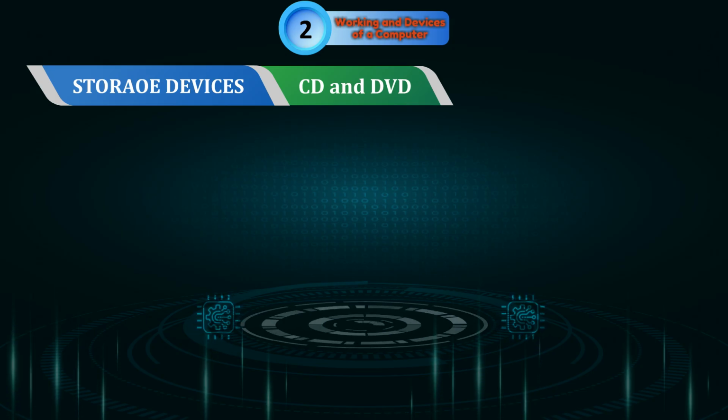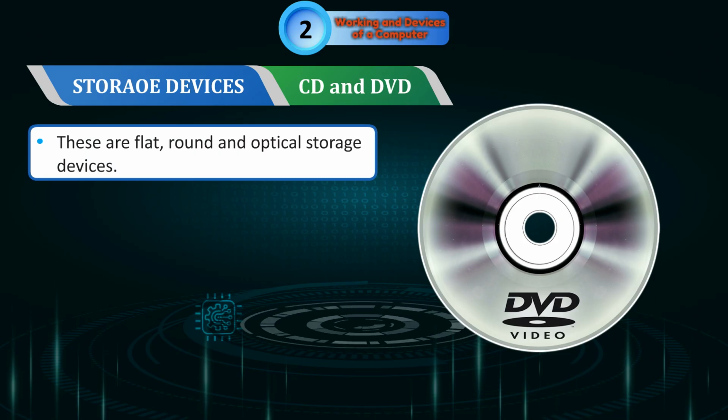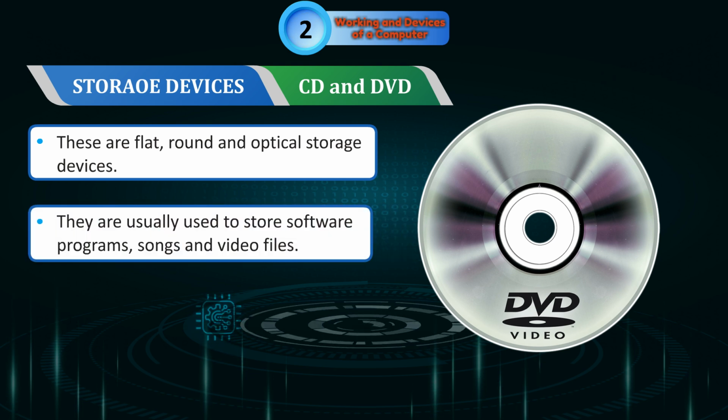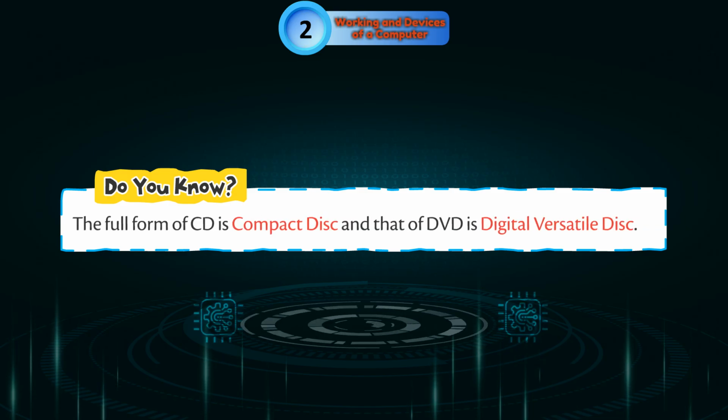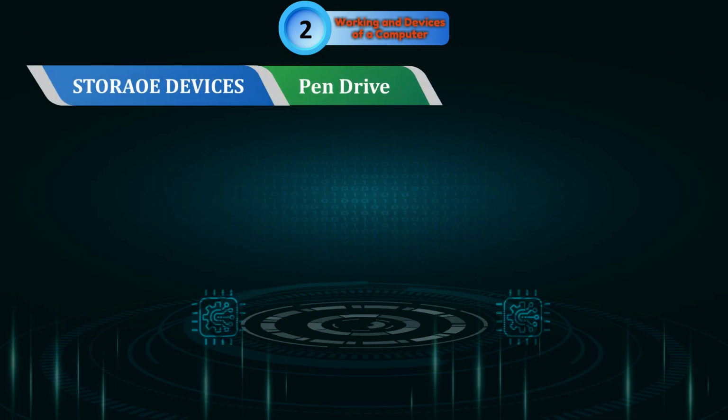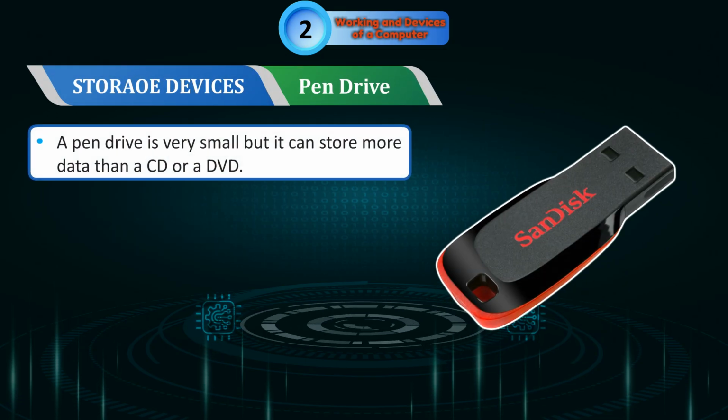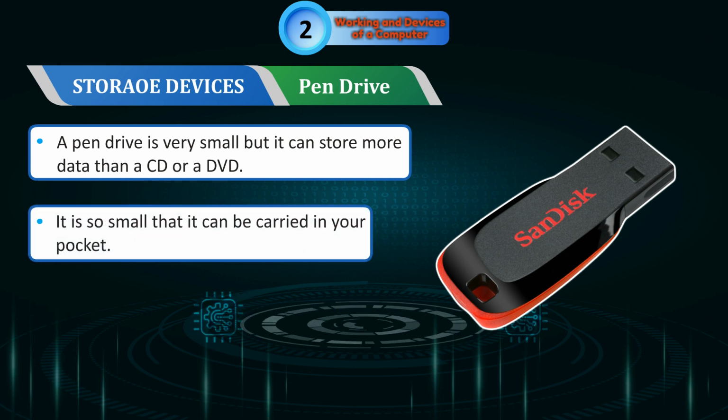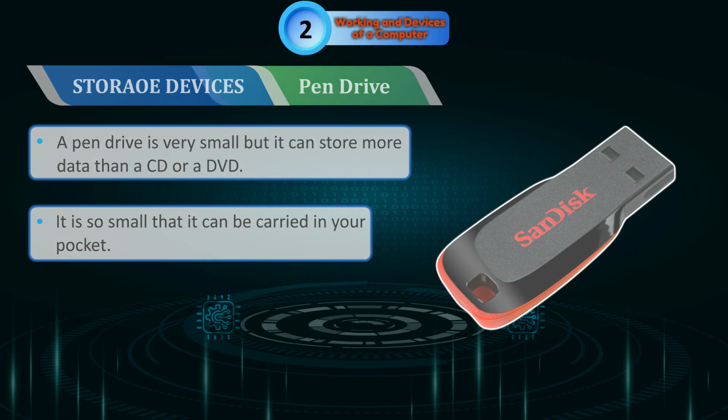CD and DVD. These are flat, round, and optical storage devices. They are usually used to store software programs, songs, and video files. Do you know? The full form of CD is compact disc, and that of DVD is digital versatile disc. Pen drive. A pen drive is very small, but it can store more data than a CD or a DVD. It is so small that it can be carried in your pocket.